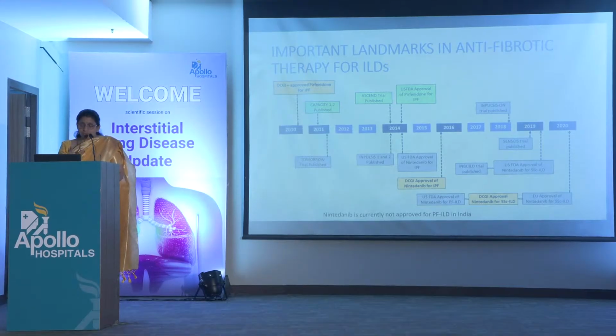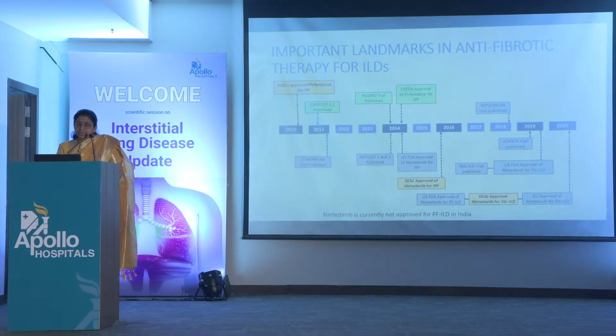In 2010, pirfenidone was approved for IPF. Then these trials were published: the CAPACITY trial, the TOMORROW trial, the ASCEND trial. INPULSIS 1 and 2 studied nintedanib, and then the DCGI approval for nintedanib for IPF came. Initially, for the first few years, we used to have discussions on whether we can give nintedanib or not, as nintedanib was much more expensive compared to pirfenidone. Slowly now, the rates have come down and the two drugs cost almost the same amount.